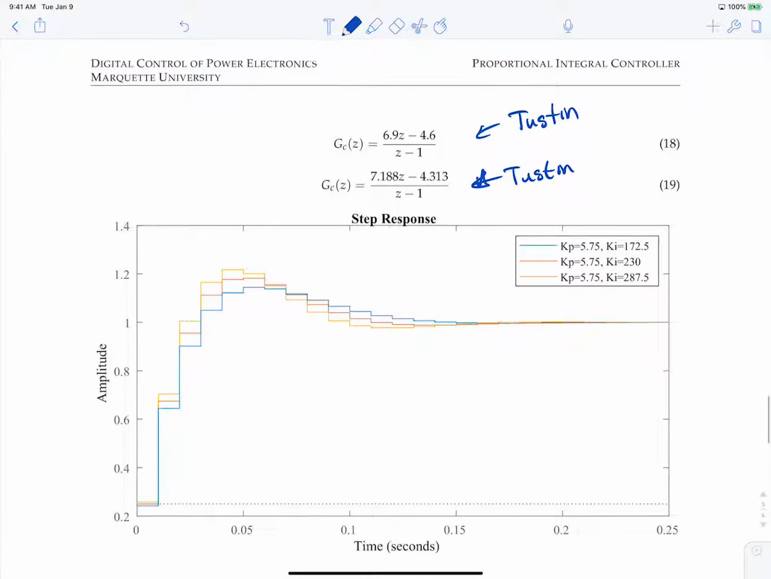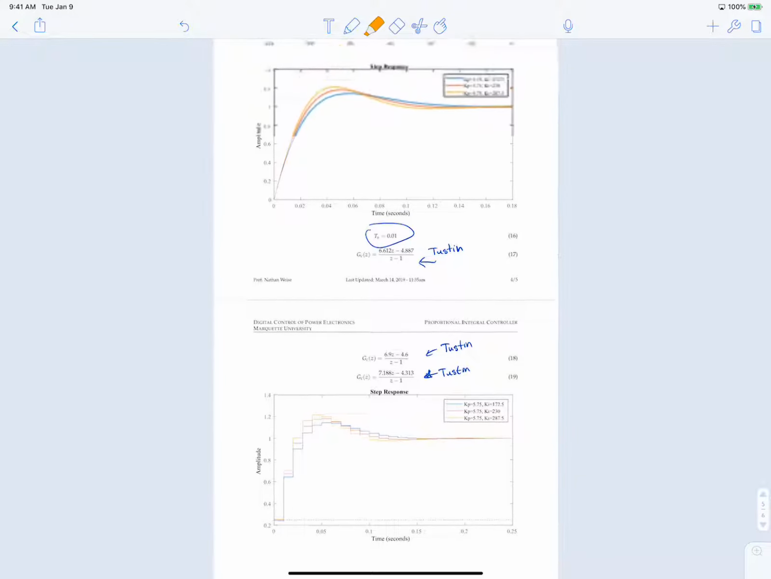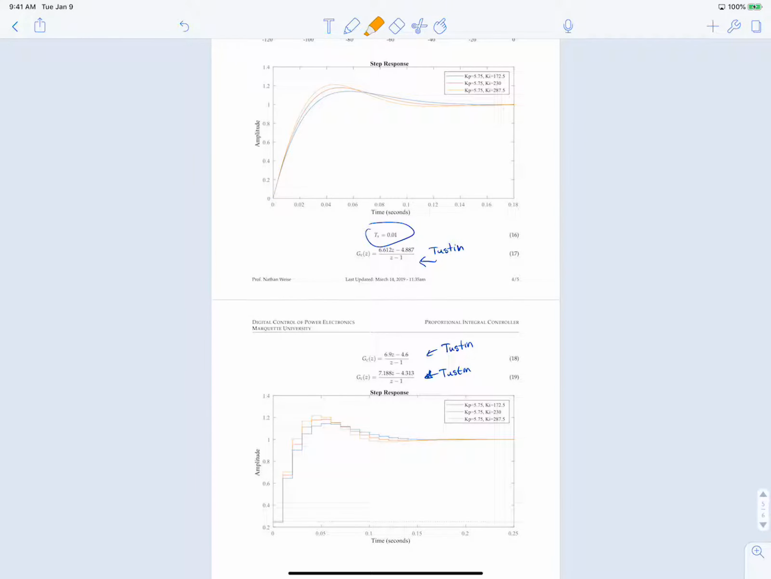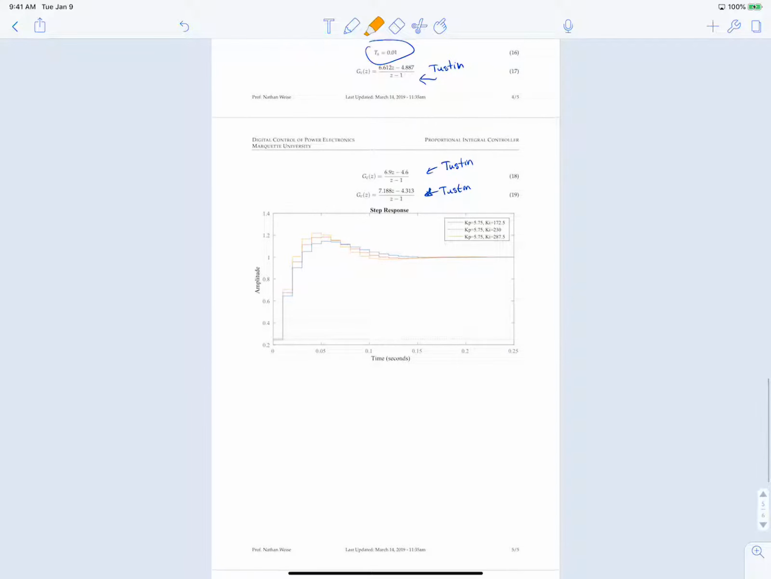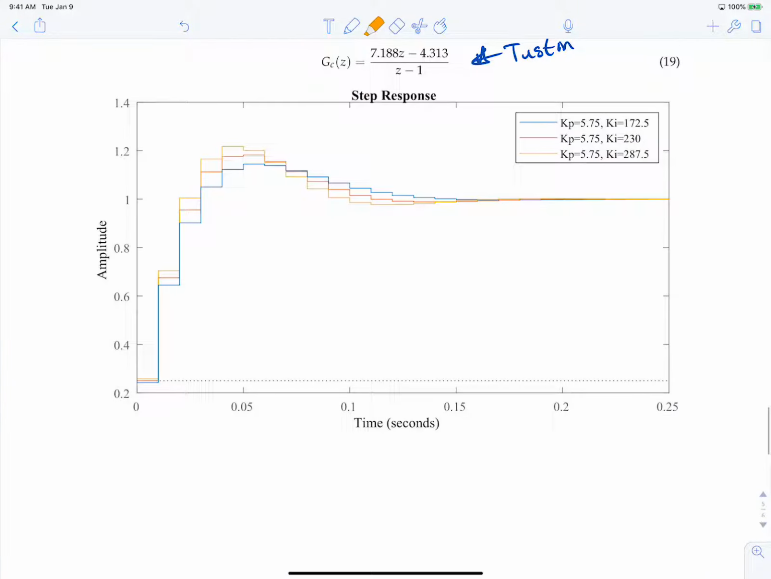All right, if we take a look now at our response here in time, you can see that these track pretty well to what the continuous time looked like. And of course, again, yellow, which had less damping, rings more and overshoots more and it undershoots more compared to the other 2. So these track pretty well to what we saw here in the continuous time response up ahead. Okay, and this concludes our design process for the PI controller. Thank you.